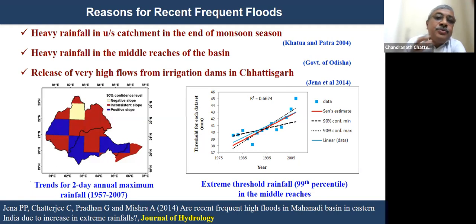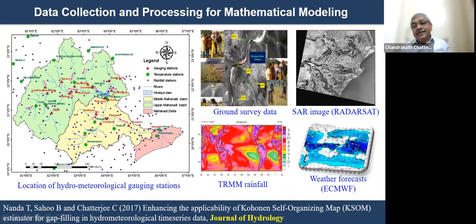So coming to how do you model this? Now, when you try to model this, you require a lot of data. So if you see here in this Mahanadi River basin, there are a lot of gauging sites which are shown here. And in India, this data collection is really a tedious task. I mean, it's not that in one place you get all the data, unlike in US and Europe, but you have to kind of scramble for data, go from organization to organization to get hold of the data.